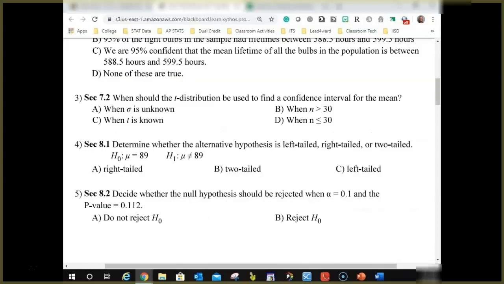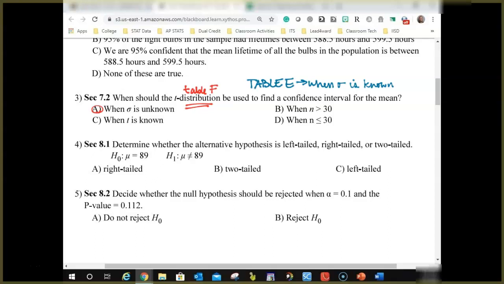For number 3, it says when should the t-distribution be used to find a confidence interval for a mean? Well, the t-distribution is only used when sigma is unknown. That's the only time we use the t-distribution, which is table F. And table E is when sigma is known. So anytime in the problem, if nowhere is it stated that you have a population standard deviation, or you're missing that notation sigma, then that is a clear indication that we would use table F instead of table E.